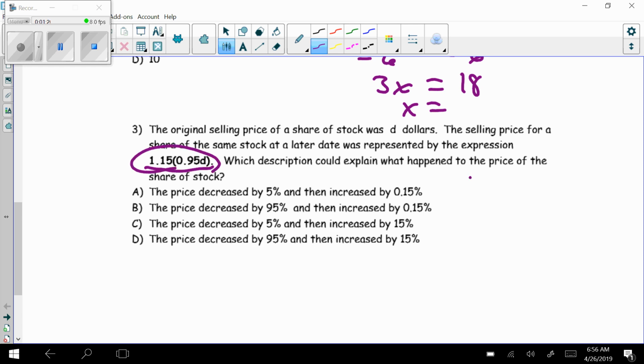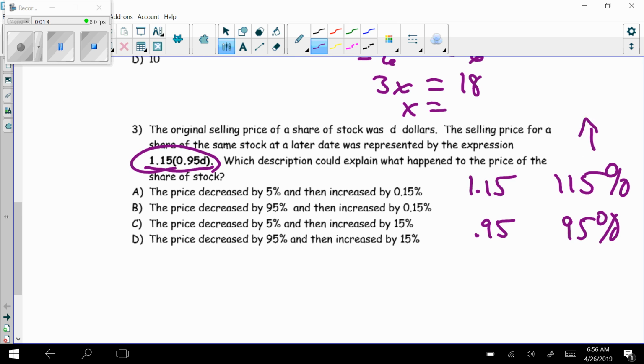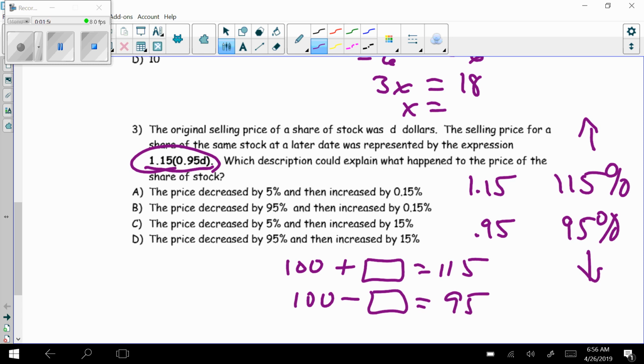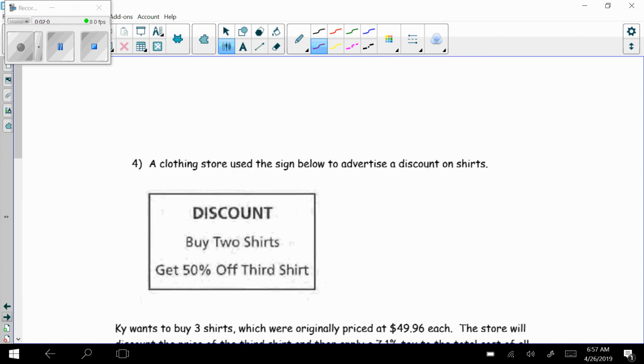All right, number 3, this expression here. So what I looked at is what 1.15 means and 0.95 means as a percent. So this is 115%. This is 95%. Think about it from 100. 115% is an increase because it's more than 100. 95% is a decrease. And then the key is, what is the increase? If I take 100 plus something, it's going to give me 115. 100 minus something is going to give me 95. And that's what you're looking for, the specific increase and decrease.